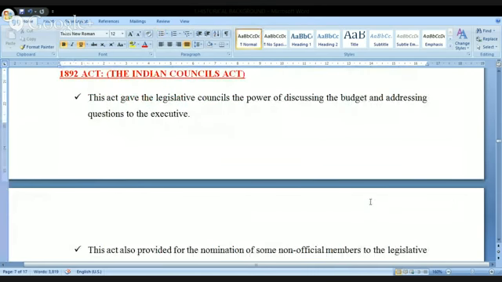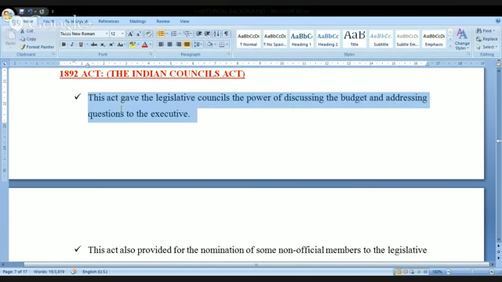Later, we have come across another act called the 1892 Act. This is the Indian Councils Act of 1892. And look at these points here, again simple. This act gave the legislative councils the power of discussing the budget and addressing the questions to the executive. Kindly see here, for the first time, the Indians were nominated through the 1861 Act to the legislative councils. But when it comes to 1892, this act gave the legislative councils the power of discussing the budget for the first time, and they can address the questions to the executive.